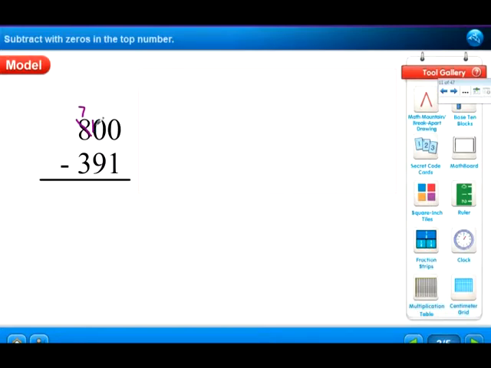And when I regroup, that becomes a 10, right? But I still can't take 1 away from 0. So I'm going to regroup one of those 10s, and that becomes a 9, and this becomes a 10. Now I can take 1 away from 10.